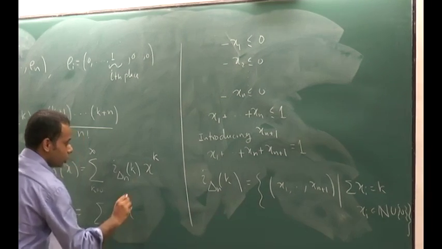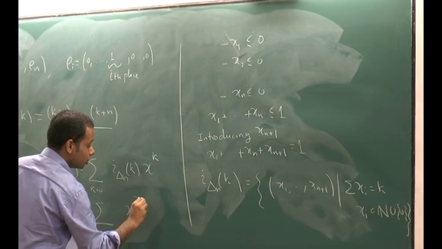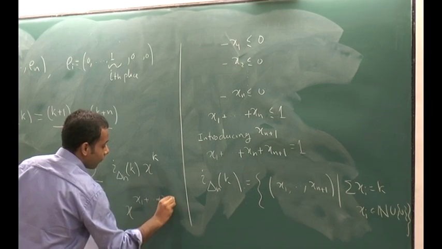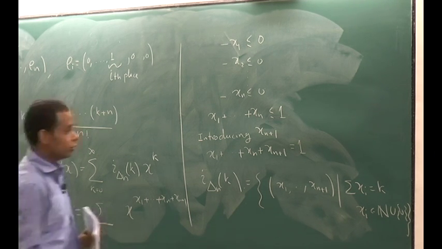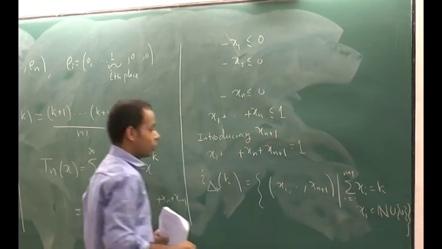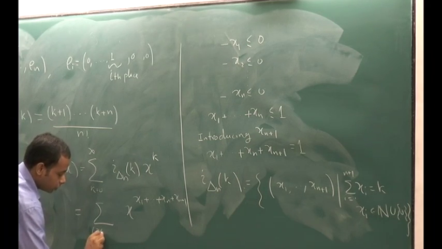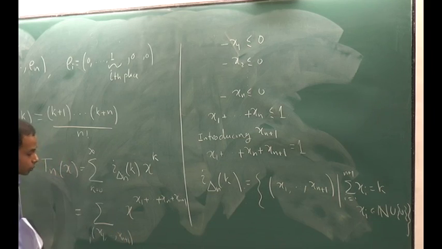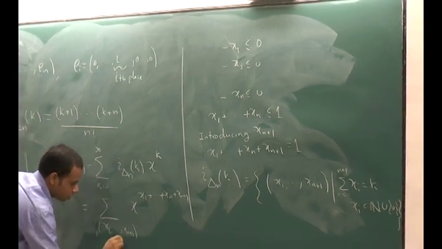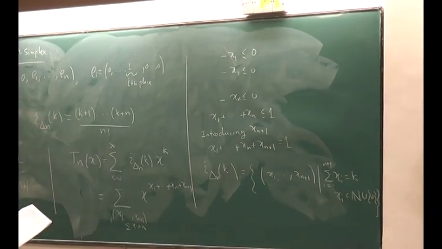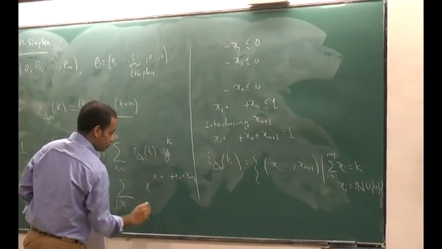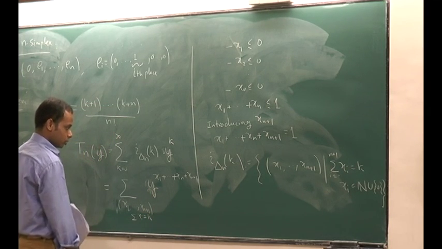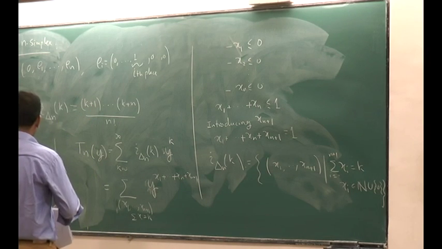So from there the formula directly follows, but we can just write it here. k can now be written as the summation over x1 to x n plus 1 such that the summation of xi equals k. Now I am changing this variable because there are a lot of x. This is y, this is y, that's clear. Now this can be written as, so I'm using this board again.